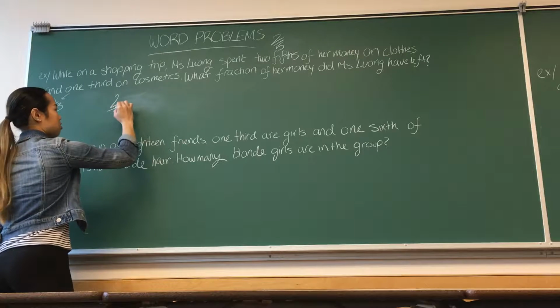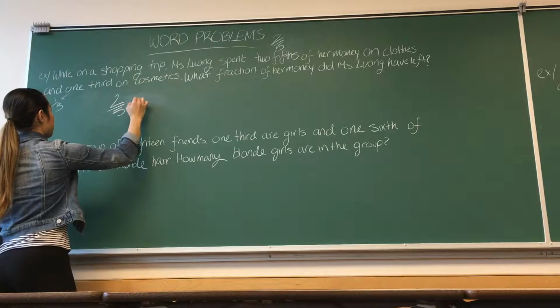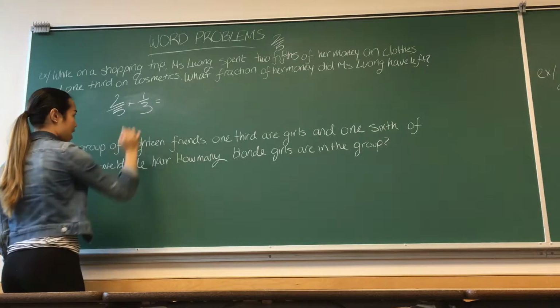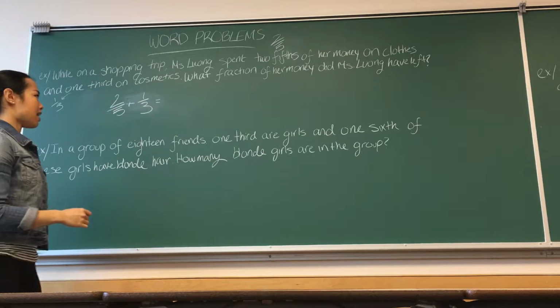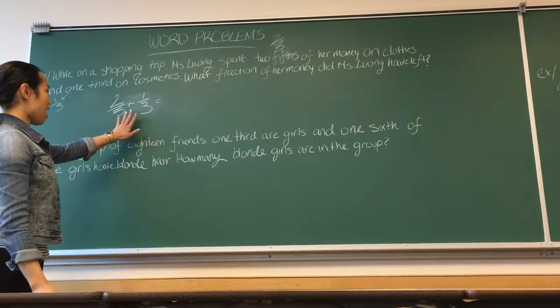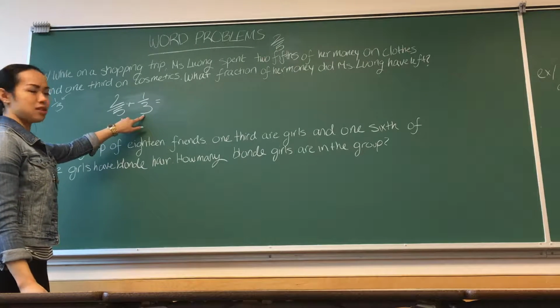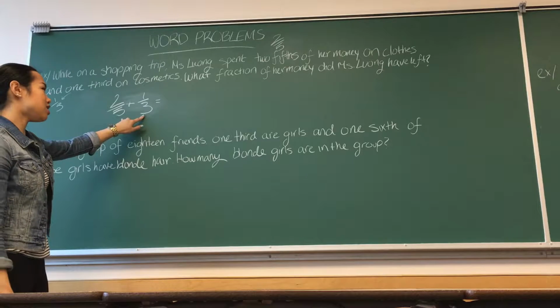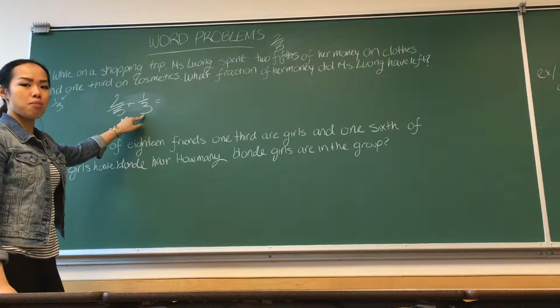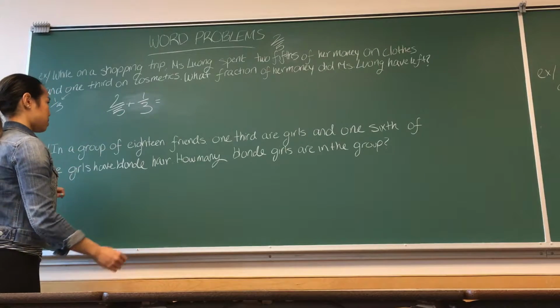So I spent 2/5 of my money, and I spent 1/3 of my money. So we're just going to add that up to see how much I spent that day of my money. Okay, so remember, I have two different denominators. That means I need to change them so that they're the same. So we're going to look for the lowest common multiple for our common denominator.